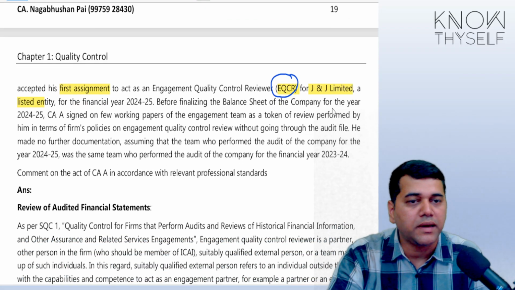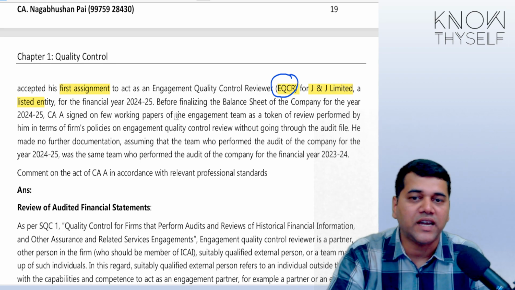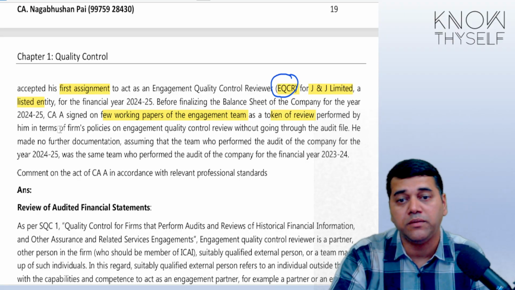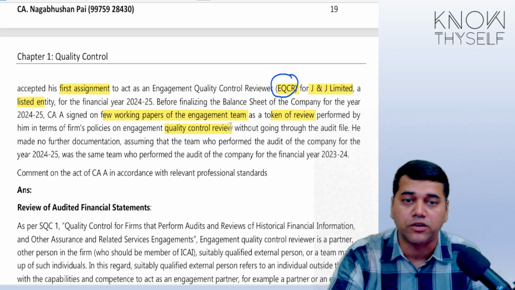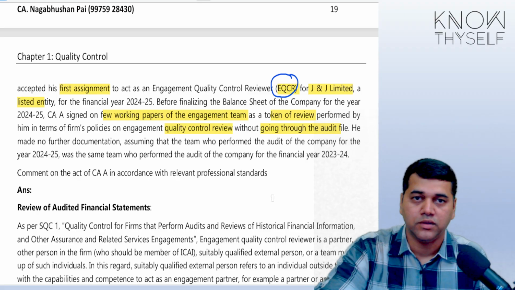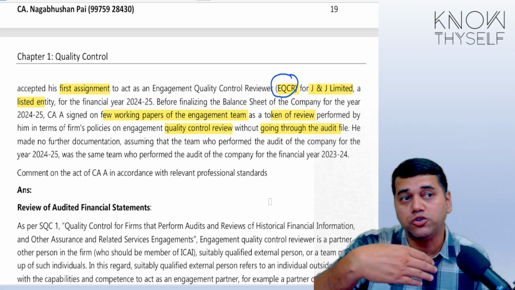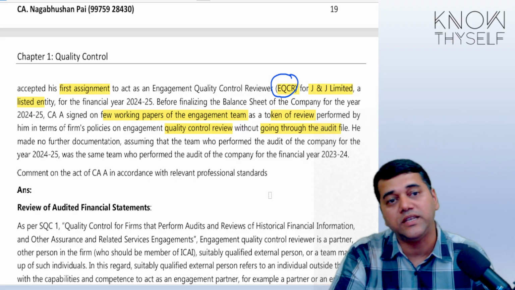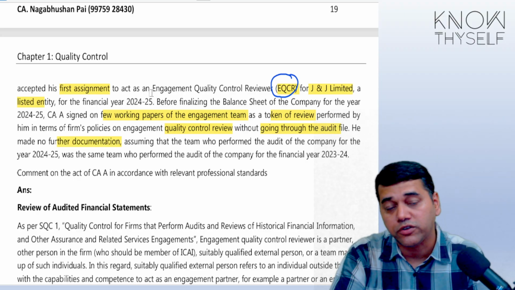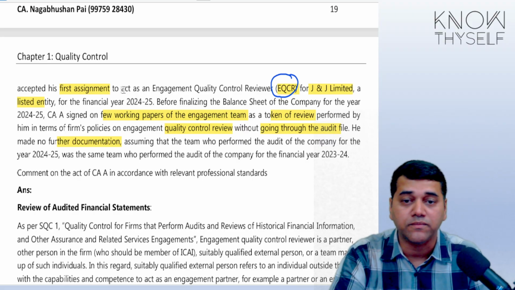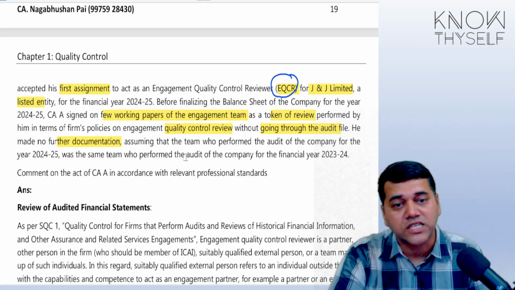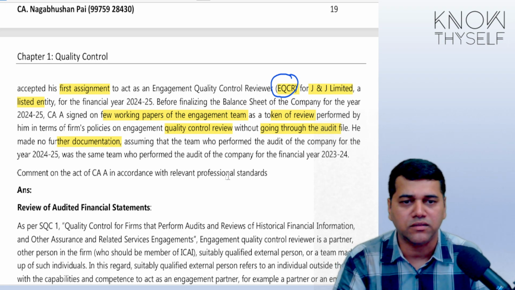Now before finalizing the balance sheet of the company, CA signed a few working papers of the engagement team as a token of review performed by him in terms of firm policies on engagement quality control review, without even going through the audit file. See, this is the problem. This is the issue. An EQCR is never supposed to, his work is to review others' work. You just don't put a signature and say that you have reviewed it. He made no further documentation. This is also wrong, because the EQCR is also supposed to do the documentation which we have just now seen. Assuming that the team has performed the audit, and since last year also they performed, he is actually trusting someone.